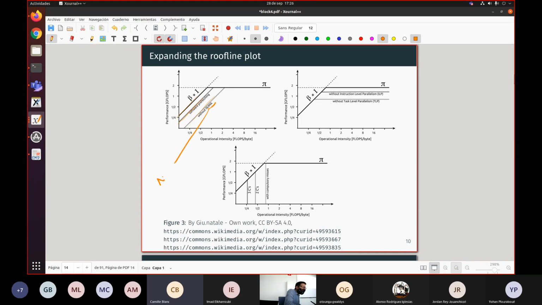I don't know if you're familiar with this word, NUMA, non-uniform memory access. So maybe in your computer you have some memories where, depending on your memory address, your access is slower. So in these different scenarios, your bandwidth is even worse. It's even worse.